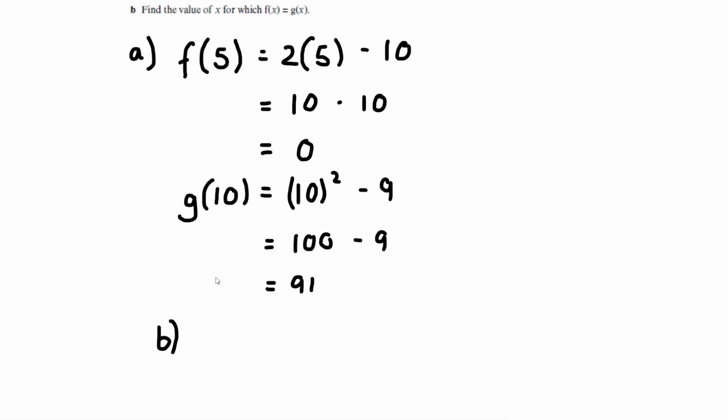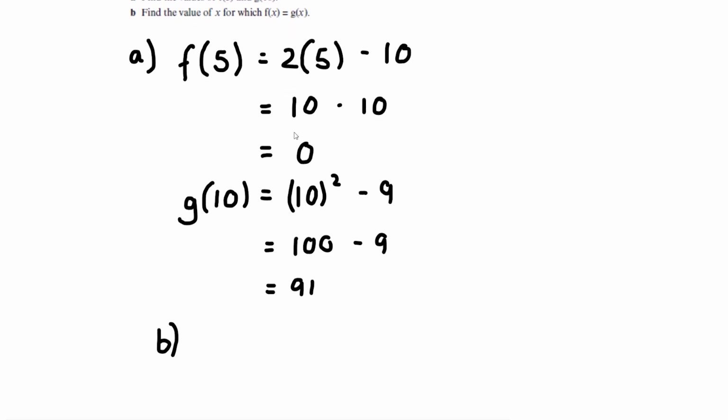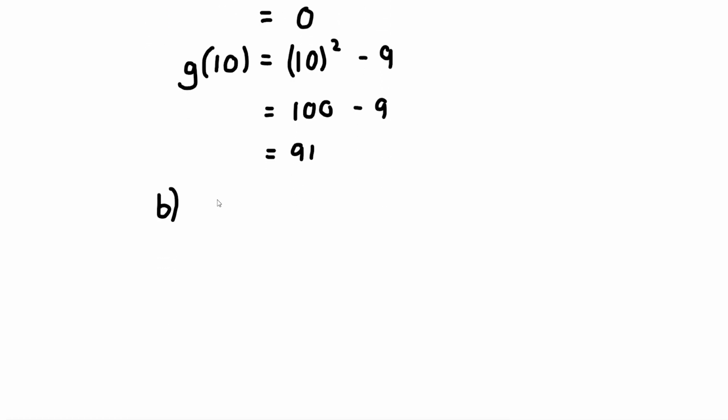So let's try part B. Find the value of x for which f of x equals g of x. Now, this is simpler than it seems. We just want to equate these two functions. So f of x is 2x minus 10, and g of x is x squared minus 9. So in this case, we've got a quadratic because we've got x squared, right?